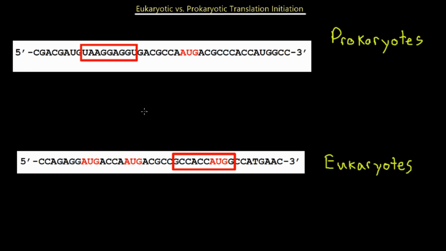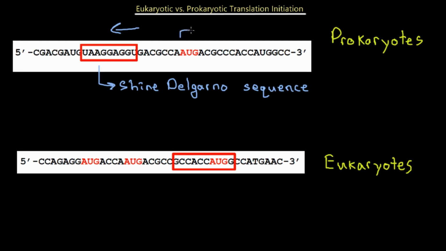So in prokaryotes, the ribosomes are going to bind to a specific sequence called the Shine-Dalgarno sequence. This Shine-Dalgarno sequence is going to be several nucleotides upstream, so upstream meaning this way, of the AUG start codon.